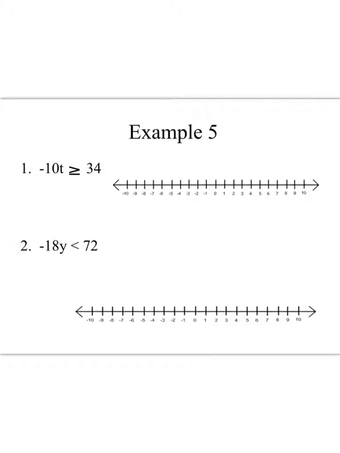So in the first one, I have negative 10t greater than or equal to 34. I'm going to divide each side by negative 10. T is greater than or equal to negative 3.4. Actually, that is totally incorrect because I forgot to flip my sign. So I need to flip my sign because I divided each side by a negative 10. So that's going to go to less than or equal to.